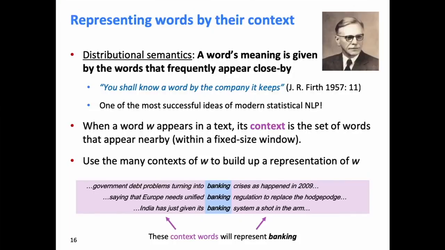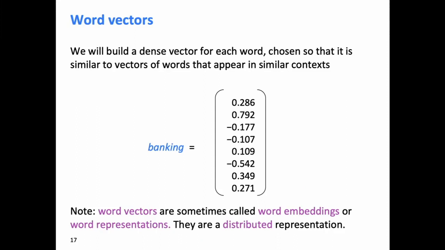Those are the contexts in which the word banking is used. And that seems a very simple, perhaps even not quite right idea, but it turns out to be a very usable idea that does a great job at capturing meaning. So rather than our old localist representation, we're now going to represent words in what we call a distributed representation.